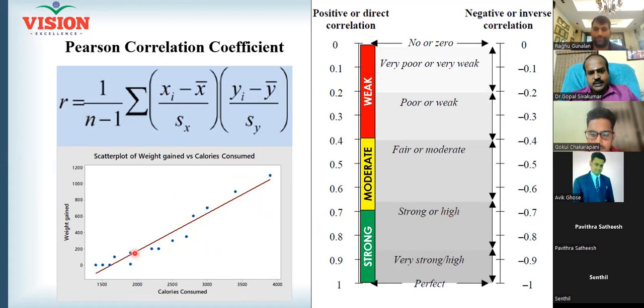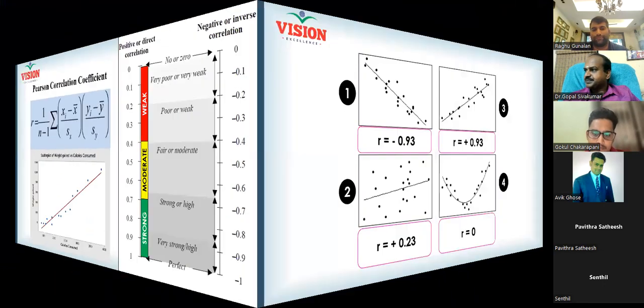So strong means the points are too close to the straight line. We are interested in understanding the equation of the line, which is called the regression equation. So this is strong positive correlation.